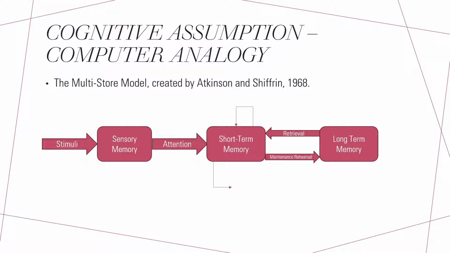This is a diagram of the multi-store model, which was created by Atkinson and Shiffrin in 1968. First you have a stimulus, sensory memory, so the eyes, etc. Next, attention is paid to the stimulus. This is then stored in short-term memory for 15 to 30 seconds. Then through maintenance rehearsal, it is solidified in long-term memory. Retrieval brings information from long-term memory to short-term memory. The arrows represent that in short-term memory, you can forget through decay or a lack of maintenance rehearsal. You can also forget in your long-term memory through a lack of rehearsal or by external interference. However, generally speaking, your long-term memory is still infinite and lasts for an infinite amount of time.